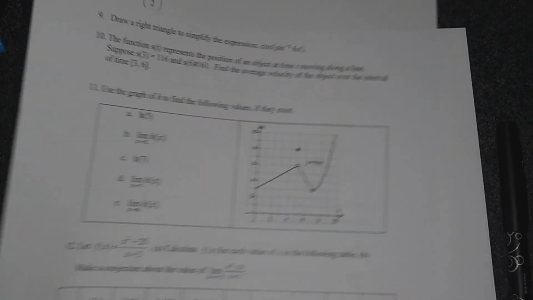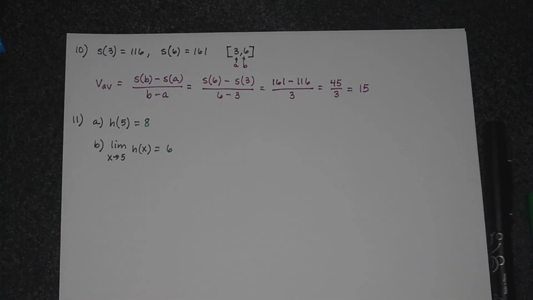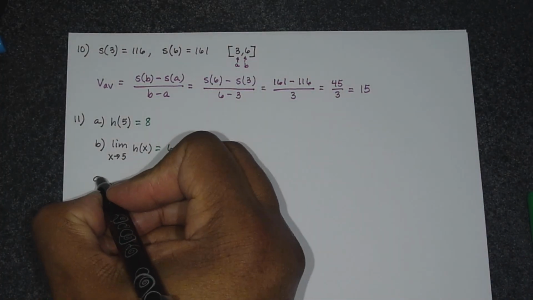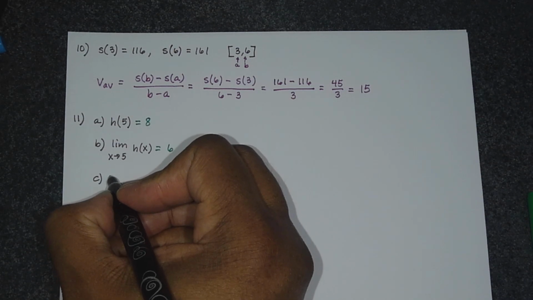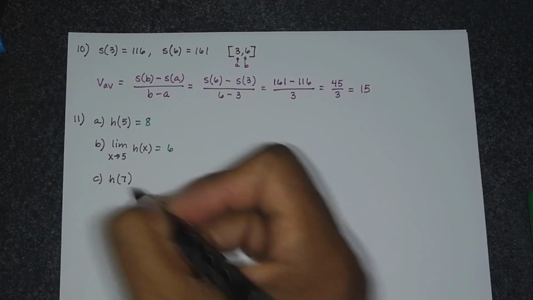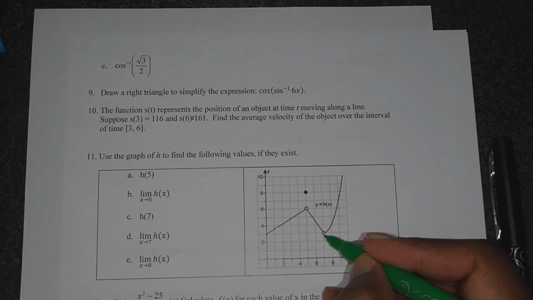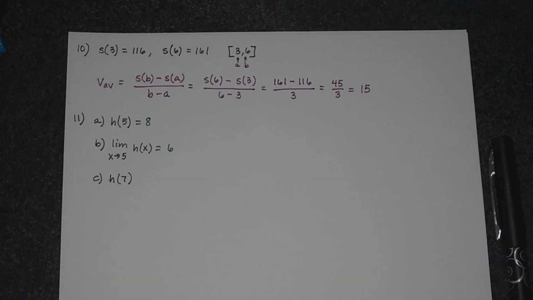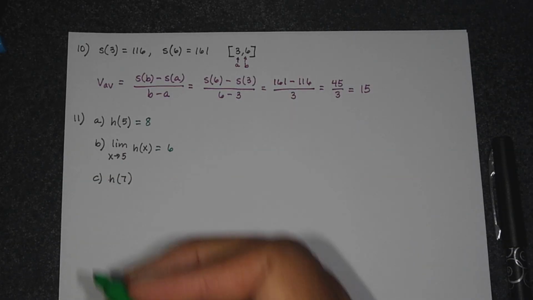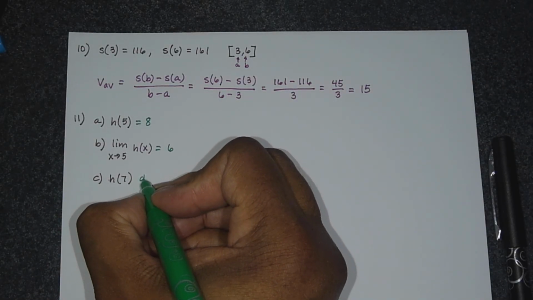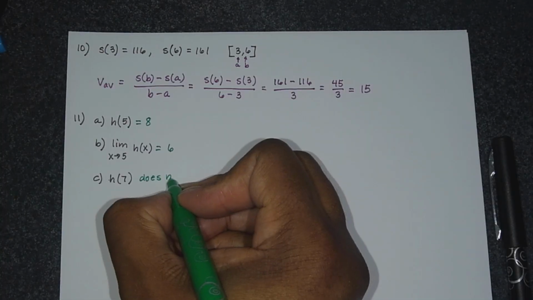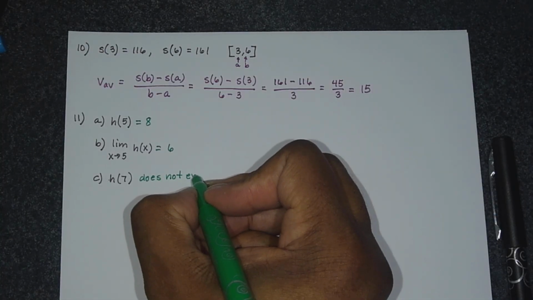Now, part C, h of 7 does not exist, because at 7 we have an empty circle there. So there's no value for that. That means h of 7 does not exist.